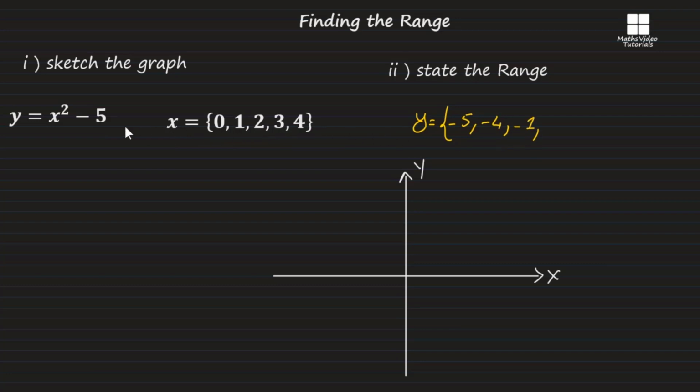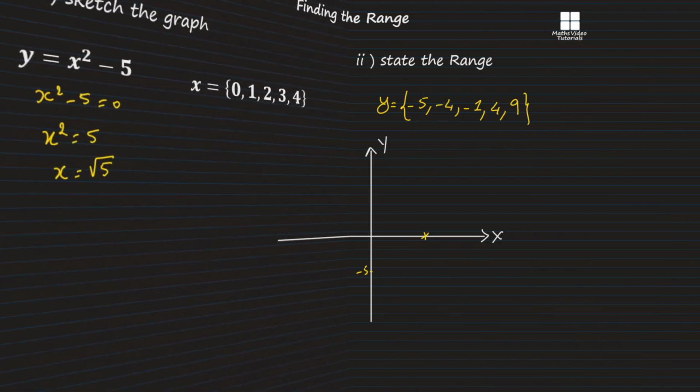For 3, it's going to give us 4. And finally, for 4, it's going to give us 9. And you close the curly bracket. So that's your range.